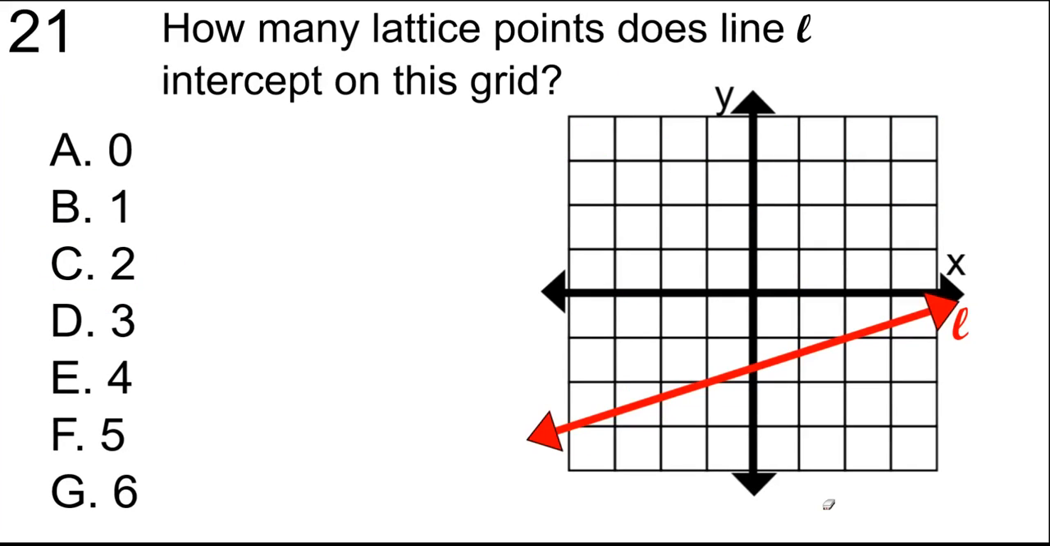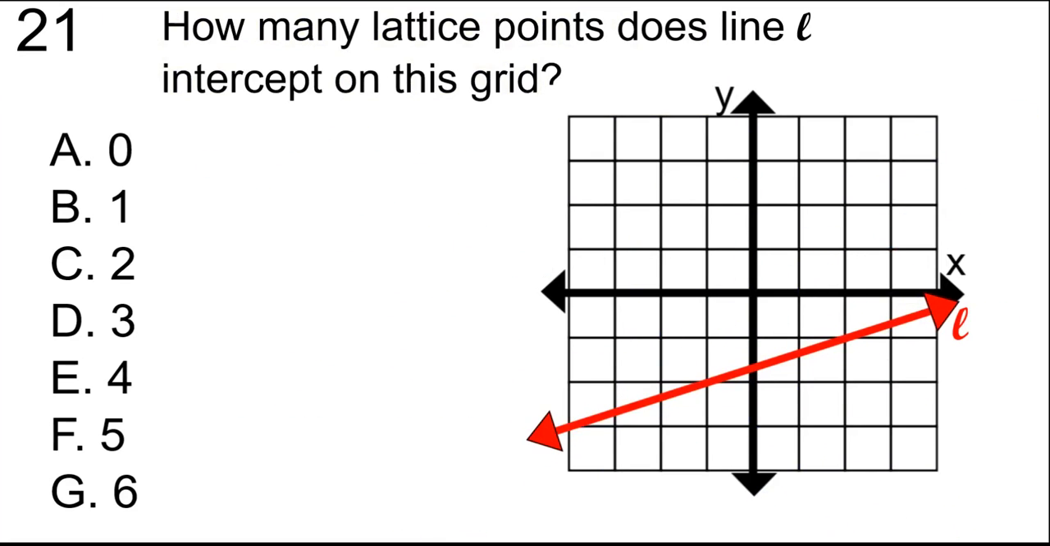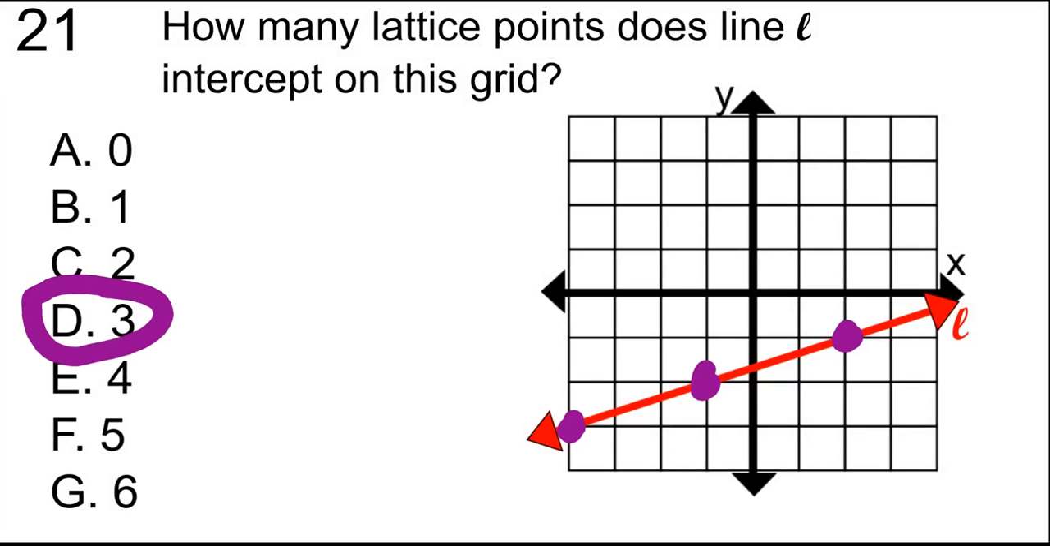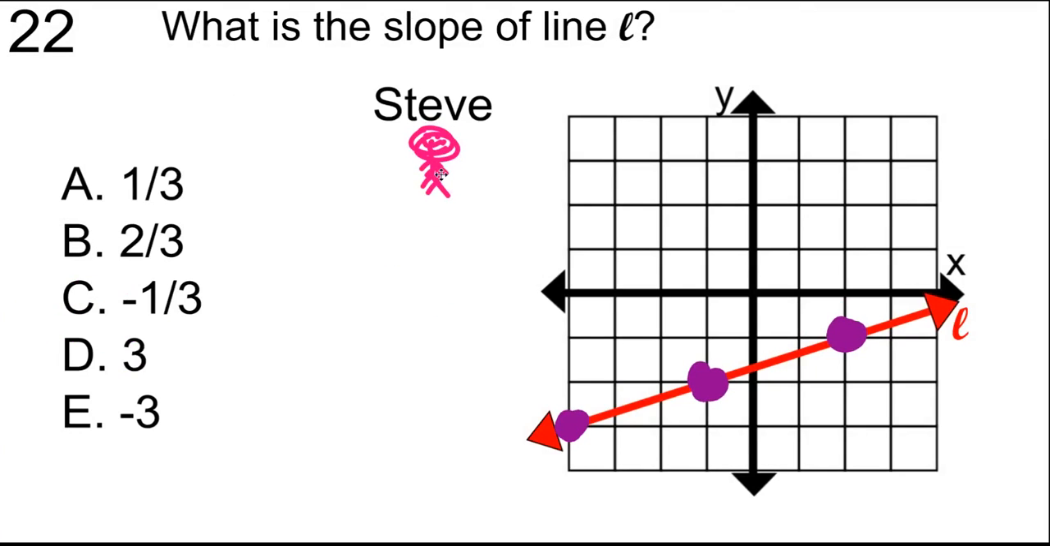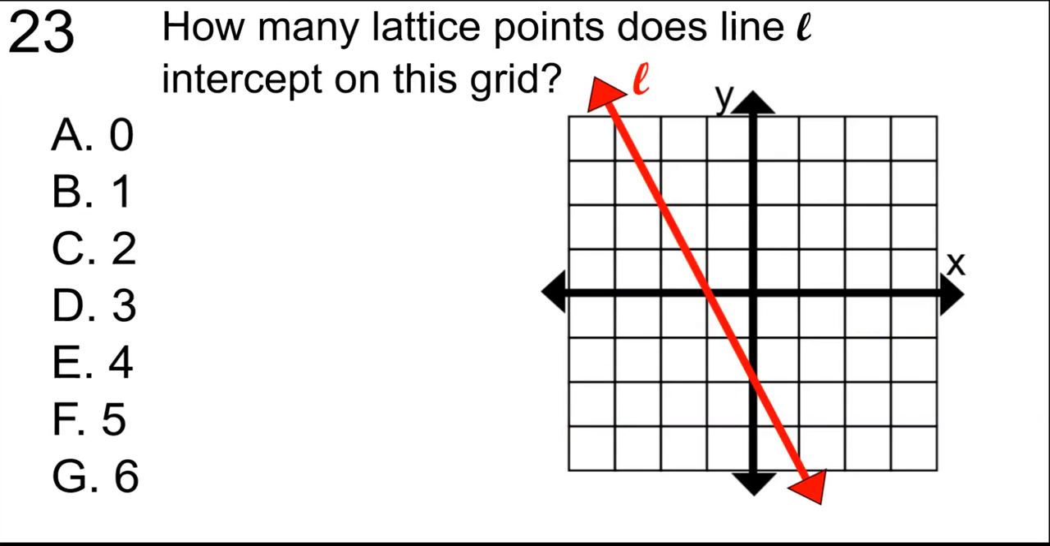In order to calculate slope of a line, we need to be able to see it hitting lattice points. Remember, a line has an infinite number of points, but only a few of them are going to be lattice. This line has lattice here, here, and here. So the answer to number 21 is D. We have 3 lattice points. We can use these lattice points to calculate the slope of line L. If we walk Steve from lattice point to lattice point, he goes up 1 and right 3 to create a slope ratio of +1/3.